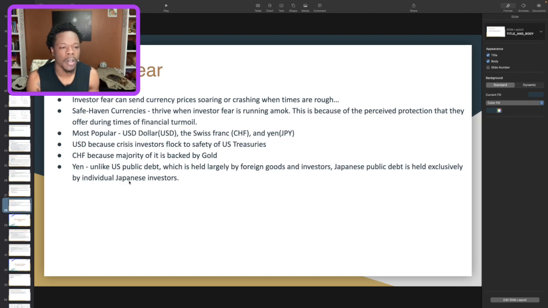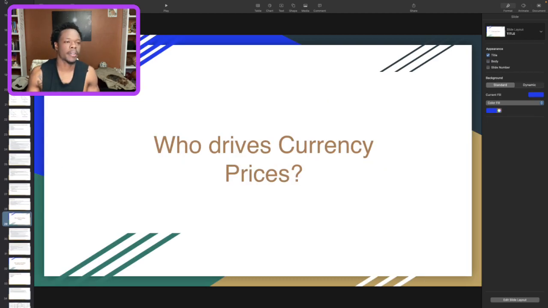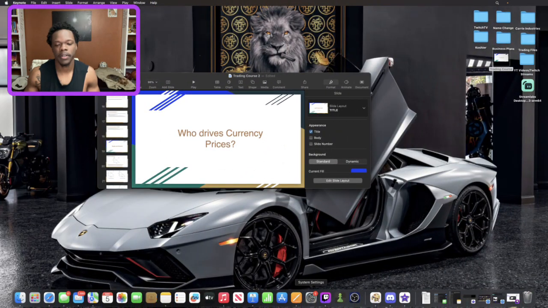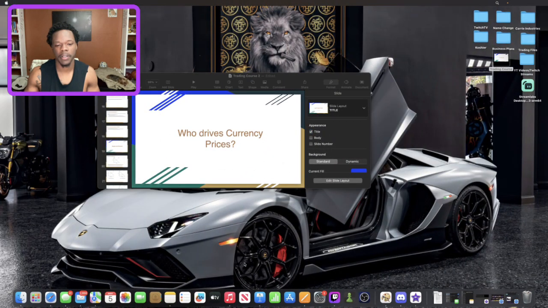Because of crisis, investors flock to the safety of U.S. Treasuries. The franc, because the majority of it is backed by gold, and the yen, because unlike U.S. public debt, which is held largely by foreign investors, Japanese public debt is held exclusively by individual Japanese investors. So that's why it's so important. This is very important. And there you go.